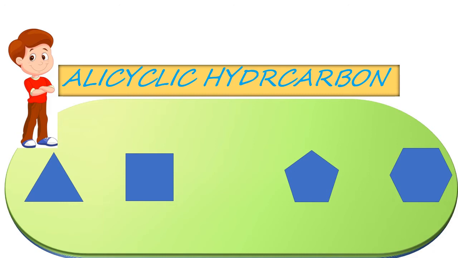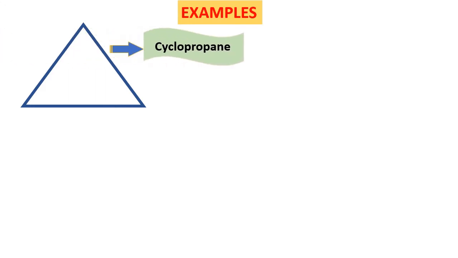Whenever we have a straight chain hydrocarbon, those are called alkanes. Whenever we have hydrocarbons which are cyclic in nature, we call them cycloalkanes. Depending upon the functional group, the cyclo compounds are named as such. For example, if we have three carbon atoms making a cyclic structure, then the name will be given as cyclopropane.